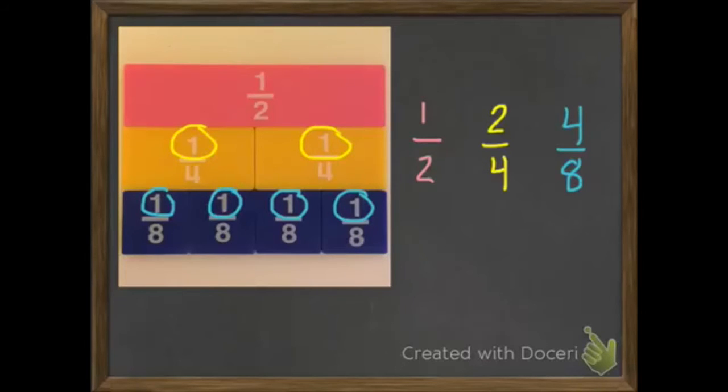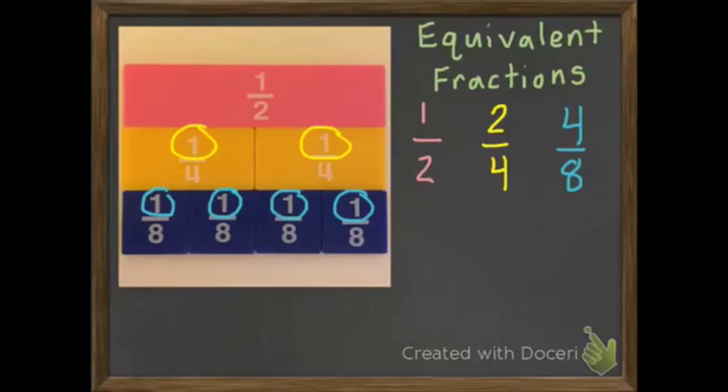They are equal. So we call these equivalent fractions because they are fractions that are equal. So 1/2 is equal to 2/4. 2/4 is equal to 4/8. They are equal. And equivalent even starts like equal. So for today's lesson, we are looking for fractions that are equal. And here's 3: 1/2, 2/4, and 4/8.